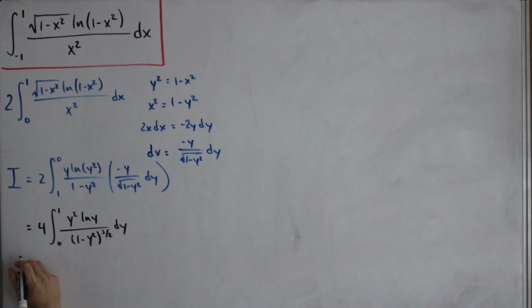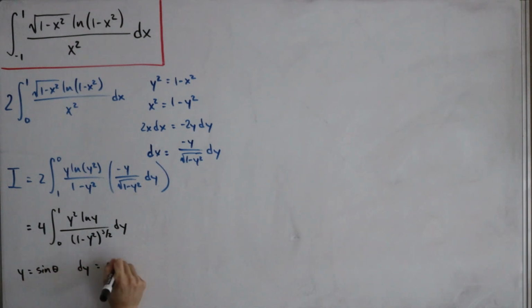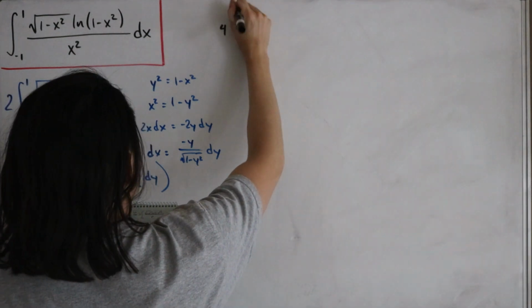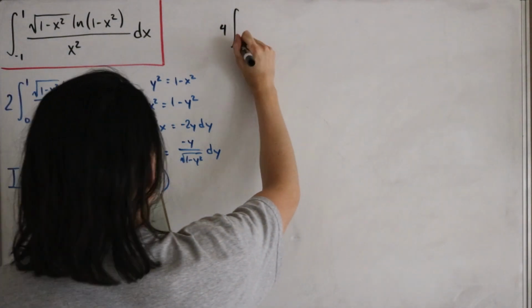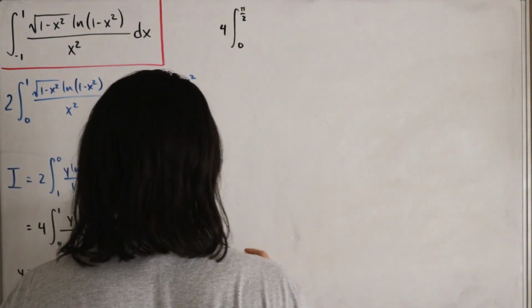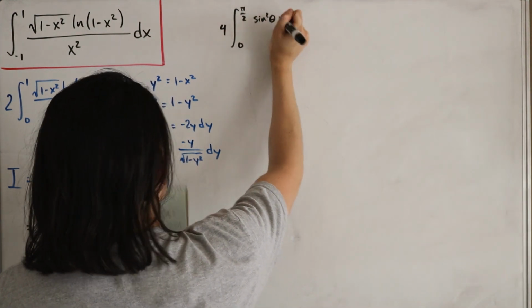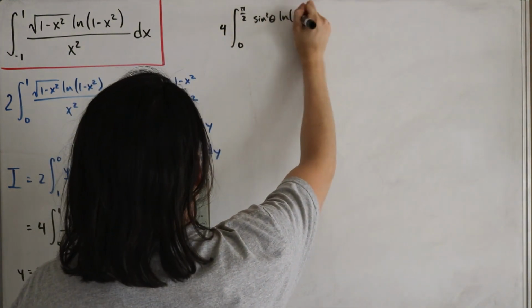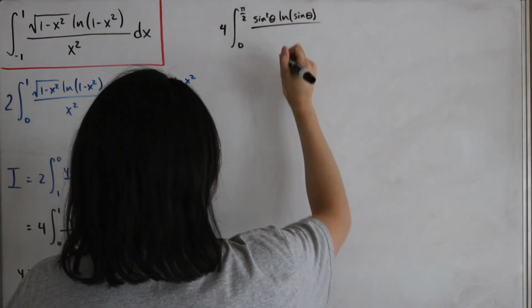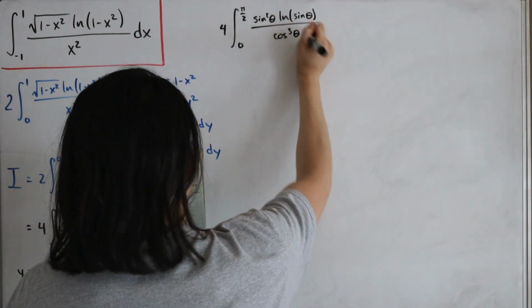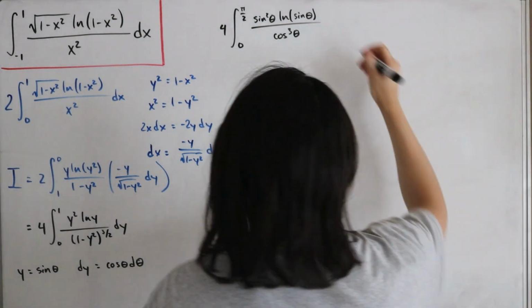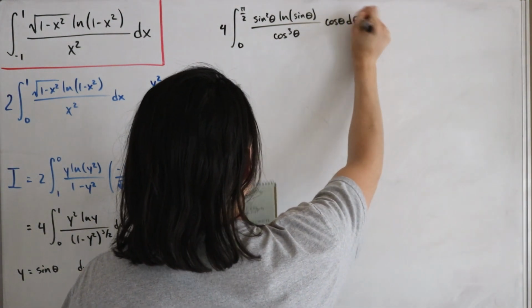We're actually going to be doing some trigonometric substitution over here. So we let y equal sine theta, and then dy equals cosine theta d theta. Now putting all this back together, I have 4 times the integral, and of course we have our new bounds, 0 and pi divided by 2. Then we substitute things back: sine squared theta, then the natural log of sine theta, all divided by cosine cubed of theta, and then substitute the dy differential, so times cosine theta d theta.